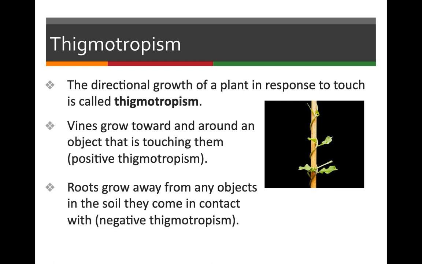An example of a negative thigmotropism are the roots. As they're growing through the soil, if they come in contact with something like a rock or all sorts of things in the soil, they keep moving, trying to get away from it. So they exhibit a negative thigmotropism. So those are the ways that plant growth can be regulated.